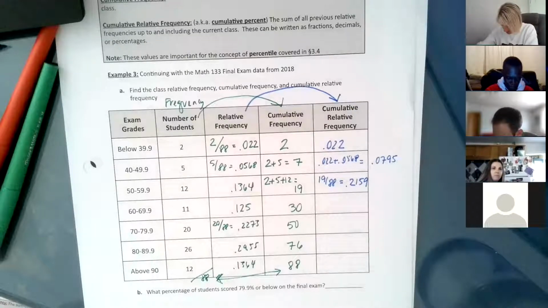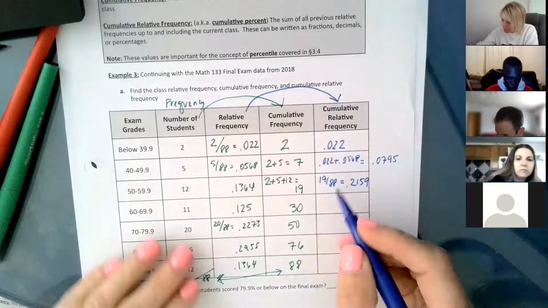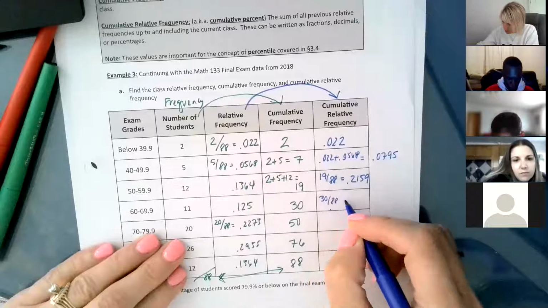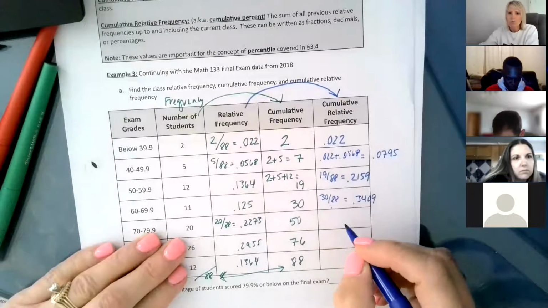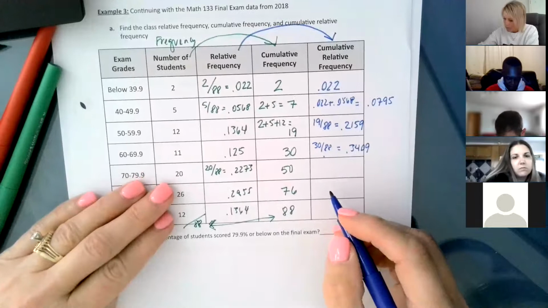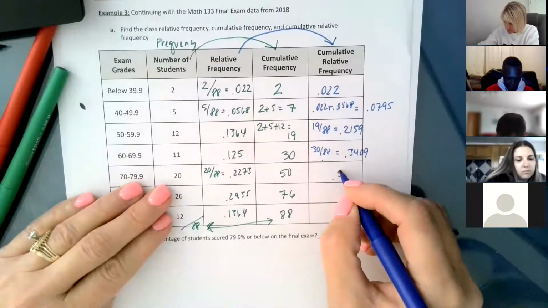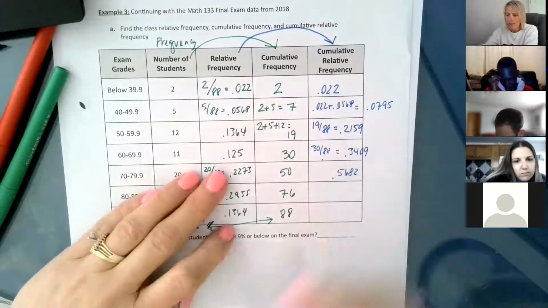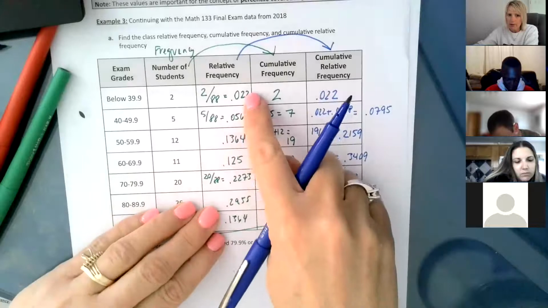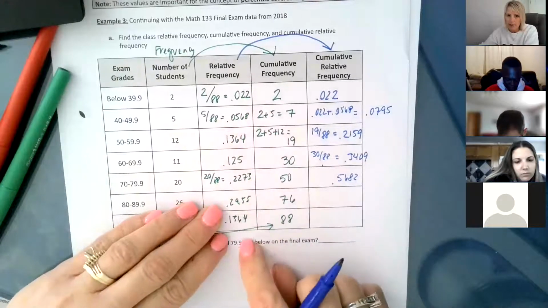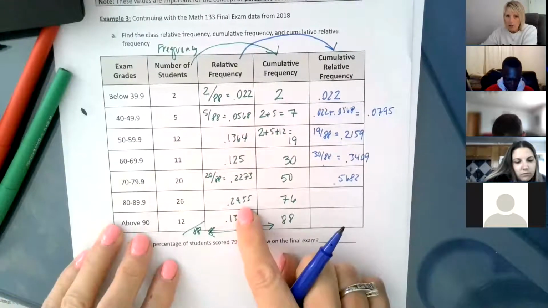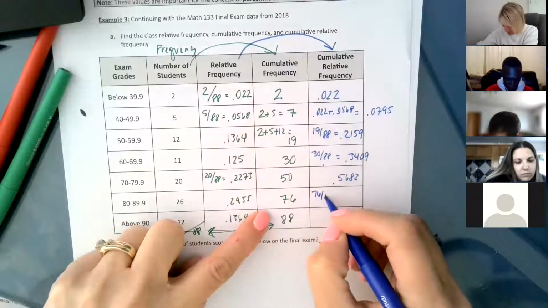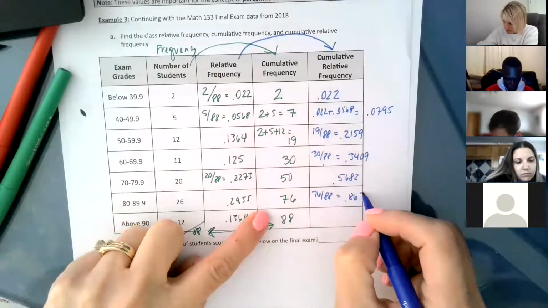The next one should be 30 divided by 88, and that's 0.3409. And this would be 0.5682. And the next one, again, you could be adding up all the relative frequencies through the class of 89.9, or you could just take 76 and divide by 88. And you have 0.8636.